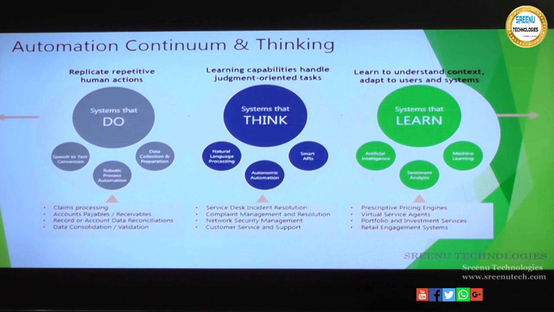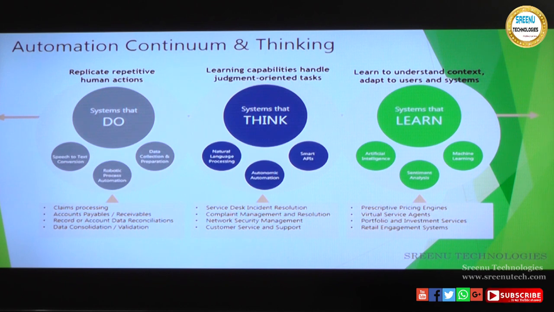So this is the main classification of automation. Automation is not new for software. The earlier generation included macros, Selenium, SoapUI, and regression testing. These fall under automation only, but they are the first generation of automation. The next level which comes is now RPA. So this falls under systems that do, right?